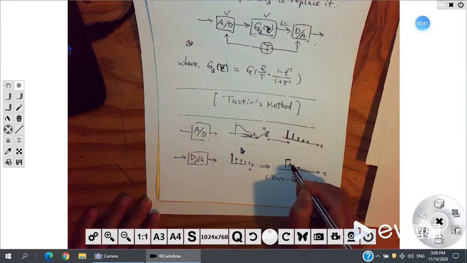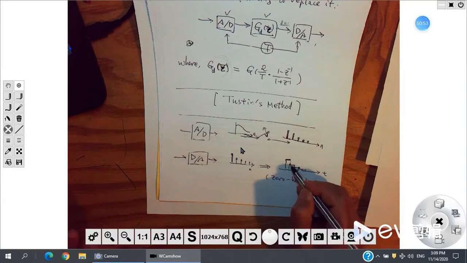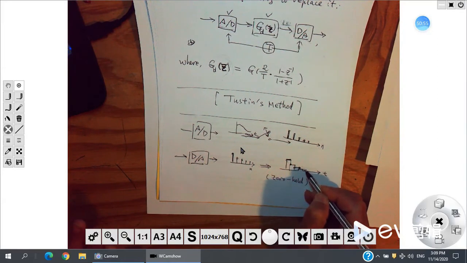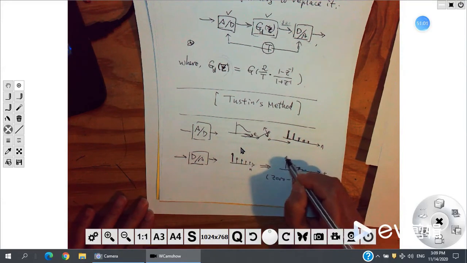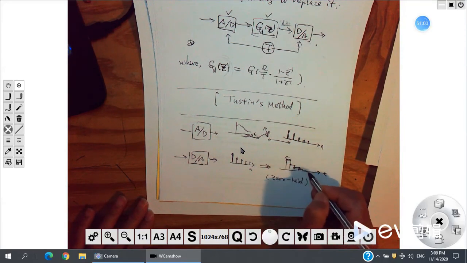And when you get the next value, keep this value again, zero hold without any change, just hold it. Then you have a continuous time signal. This is an analog signal, right? When t changes, you have different values.